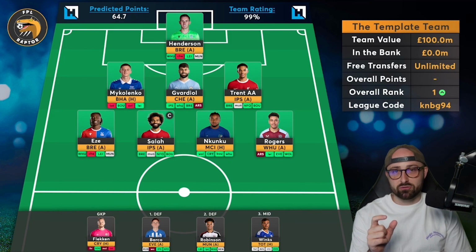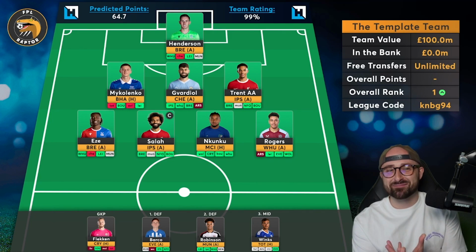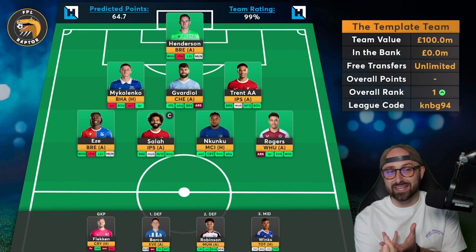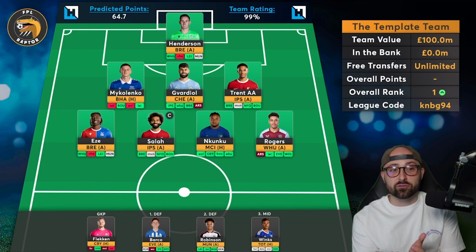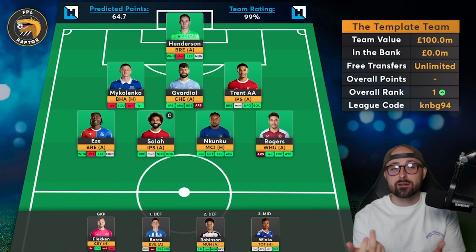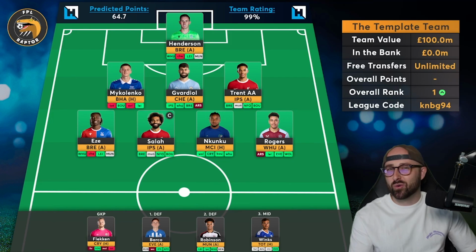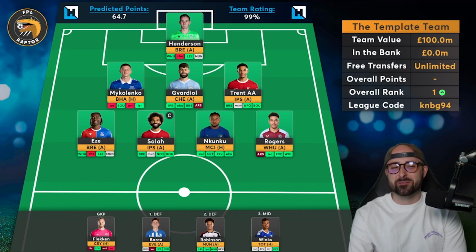I wouldn't want to start Rodgers every week. And for most of you that had him, you weren't. But obviously, just to build this template team, we're essentially starting him every week here, which I'm not a massive fan of. You could bring Robinson in for game week 2 and play a 4 at the back, but then you're playing a 4-3-3, which probably isn't for me.